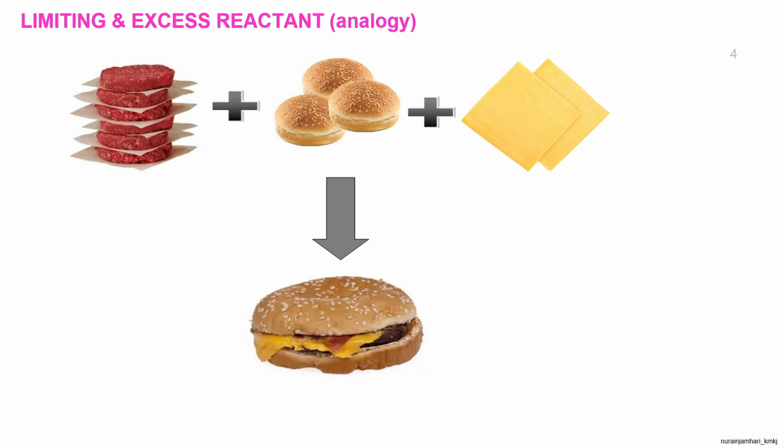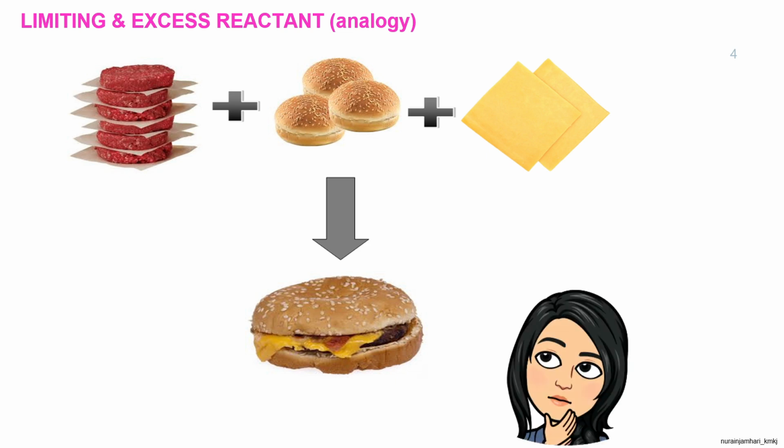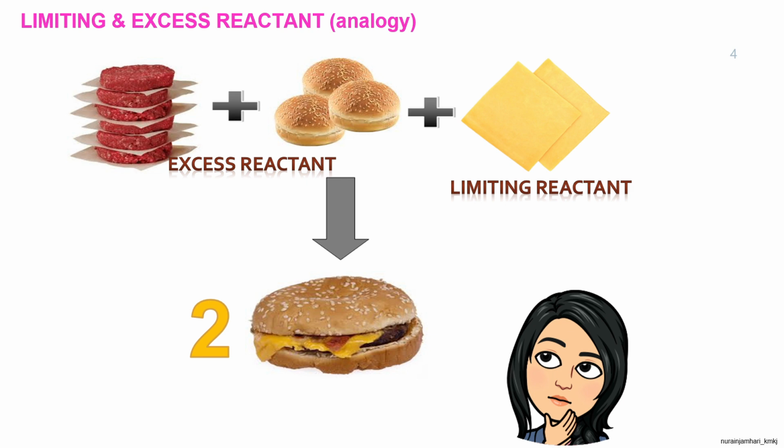So we have 6 patties, 3 buns and 2 sliced cheese. To make a burger, we need 1 each: 1 patty, 1 bun and 1 sliced cheese. How many burgers can be made from this? Yes, 2. Why do you think it's that? This is because we only have 2 sliced cheese. It limits the amount of burger that can be made. The sliced cheese is a limiting reactant, whereas patties and buns are the excess reactants.